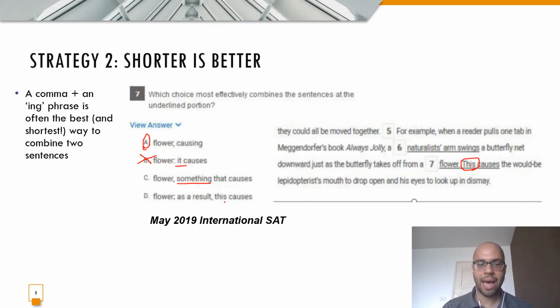Okay. Now, let's just think about the logic here. Isn't this a bit repetitive to say, as a result, this causes? If something causes something else, it's necessarily as a result of that thing, right? So, if I say the hot sun causes ice to melt, that's the same as saying, as a result of the heat of the sun, ice melts, right? So this is repetitive phrasing. Let's get rid of it.